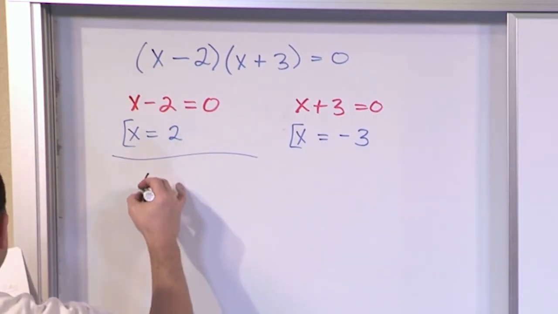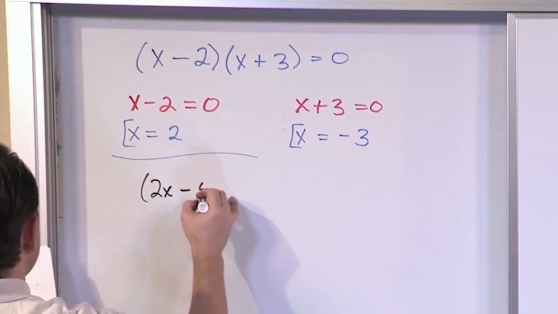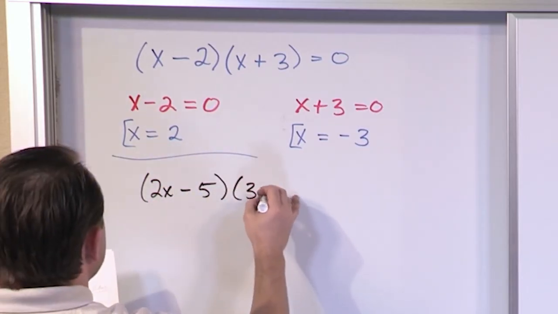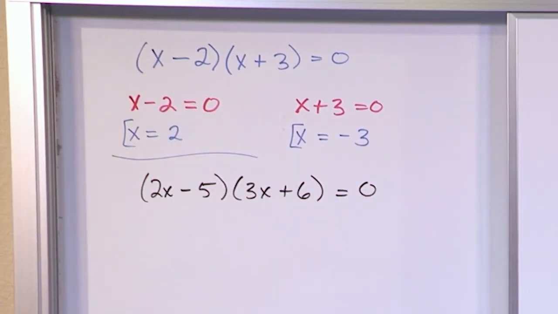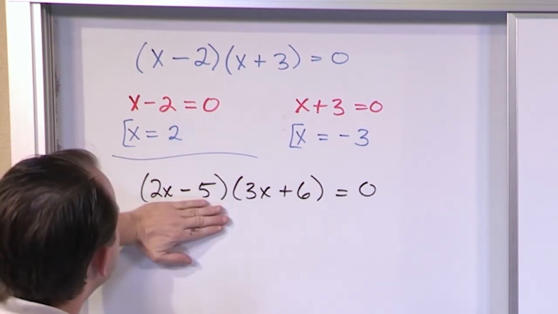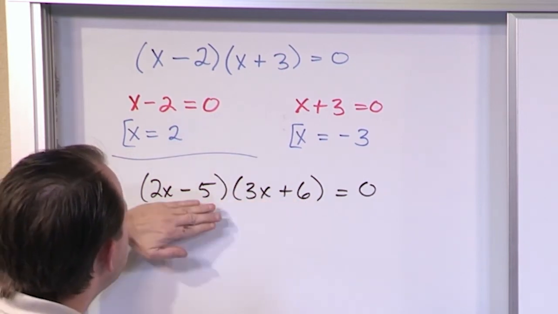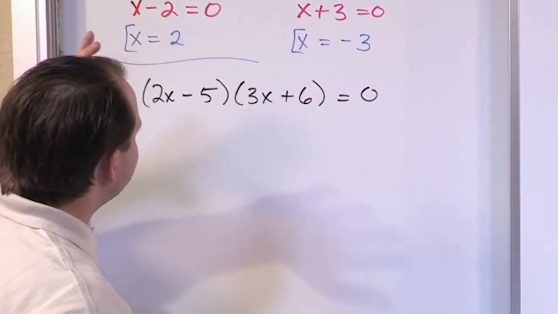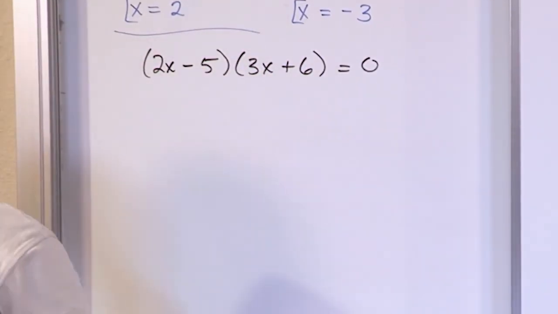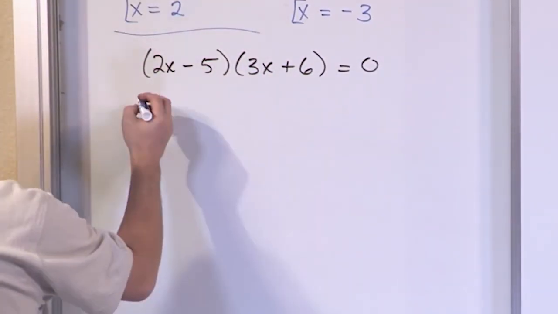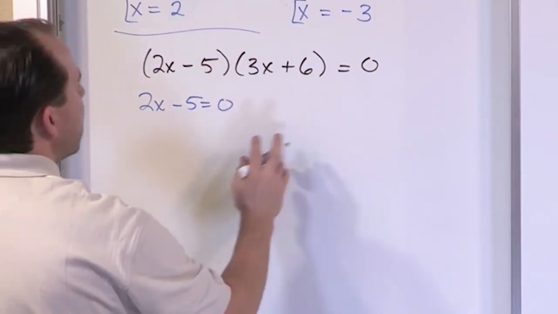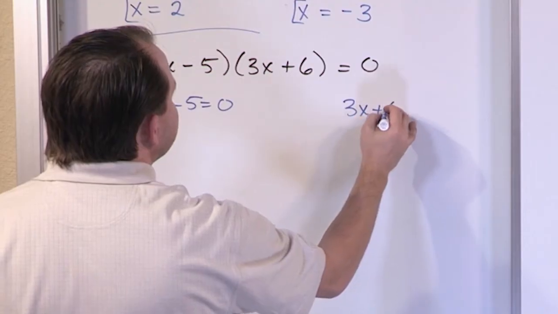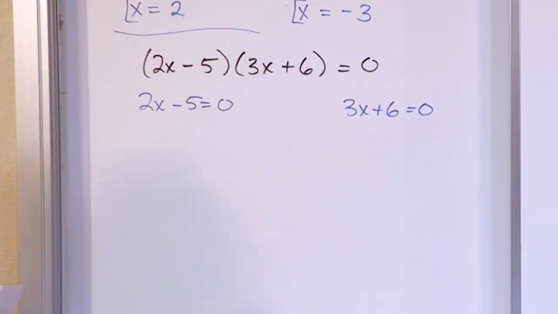So, much like this guy, what if you have 2x minus 5 times 3x plus 6, and you set the whole enchilada equal to 0? This is an equation. I ask you to solve for x. Well, you immediately recognize that I have 2 binomials multiplied by each other. Either one could be equal to 0, and that would drive the whole thing to 0, and it would work. So you just set them equal to 0. 2x minus 5 could be equal to 0. Also, 3x plus 6 could be equal to 0, and that would work too.